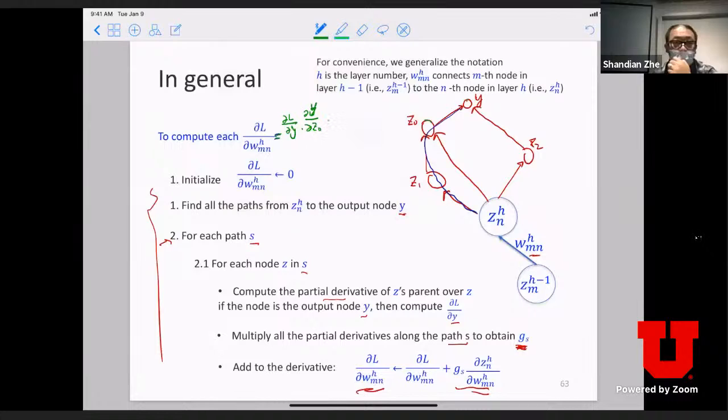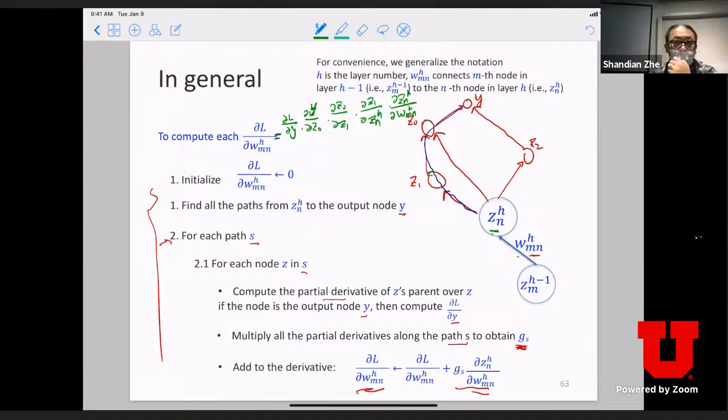And then you move to Z1. Its parent node is Z0, so you compute partial Z0 over partial Z1. And then you go to Z and H, so you compute partial Z1 over partial Z and H. And then you multiply these. Don't forget the last step, which is partial Z and H over partial W, M, and H, right? This is just the result for the first path. We have not finished yet.